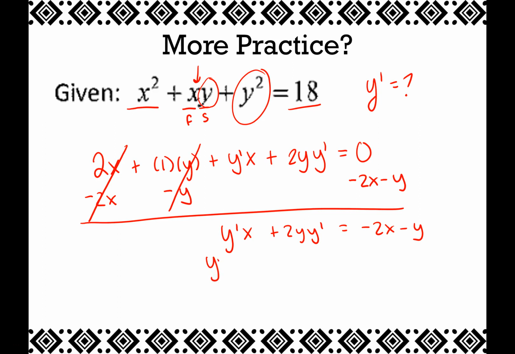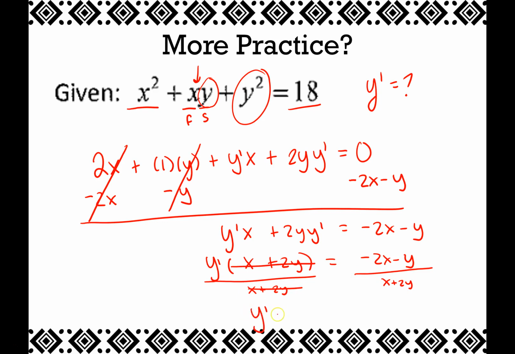Okay, factor out my y prime. I get y prime times x plus 2y equals negative 2x minus y. Divide by x plus 2y. And I have my answer, because these two things cancel. So I'm left with y prime, or dy/dx, equal to negative 2x minus y over x plus 2y. Yahoo! What a joy.